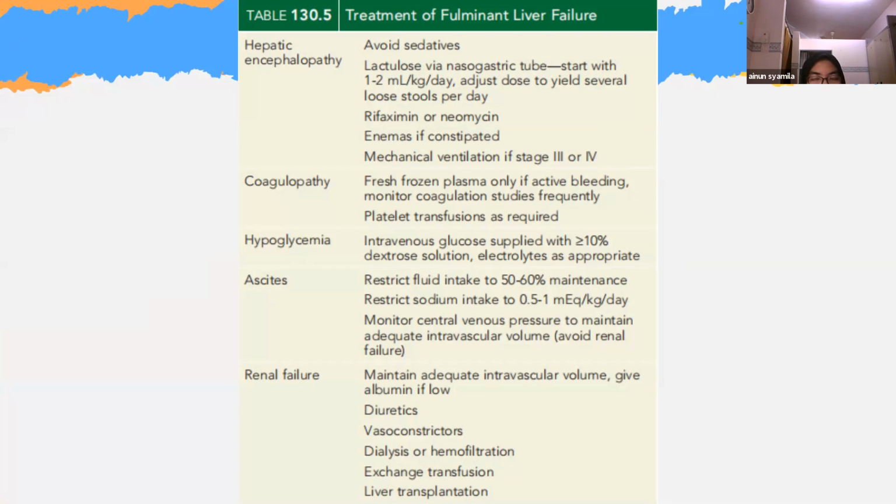For example, if the child presented with hepatic encephalopathy, the treatment is we avoid the sedative, we give lactulose, and if the patient presented with coagulopathy, we can give FFP or platelet transfusion. And if the patient presented with hypoglycemia, we can give IV glucose. And when there is ascites, we restrict the fluid and also sodium intake.